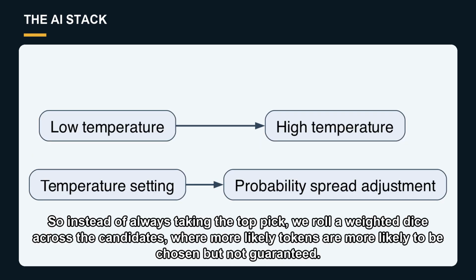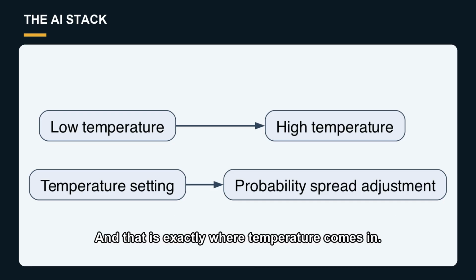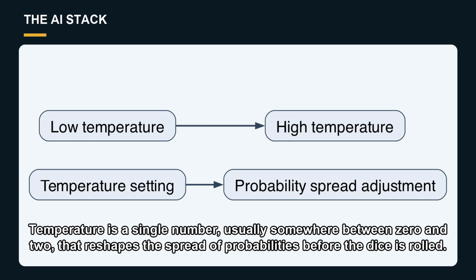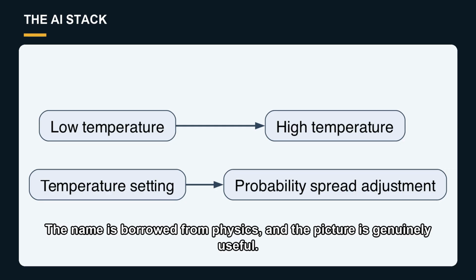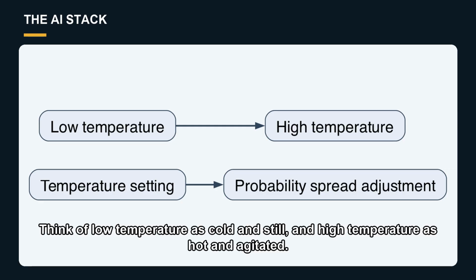So instead of always taking the top pick, we roll a weighted dice across the candidates, where more likely tokens are more likely to be chosen but not guaranteed. And that is exactly where temperature comes in. Temperature is a single number, usually somewhere between 0 and 2, that reshapes the spread of probabilities before the dice is rolled. The name is borrowed from physics, and the picture is genuinely useful. Think of low temperature as cold and still, and high temperature as hot and agitated.